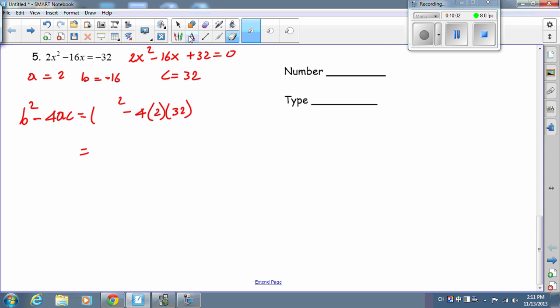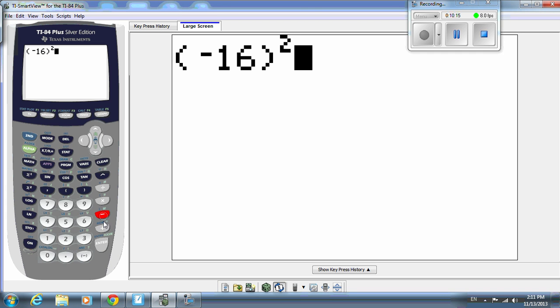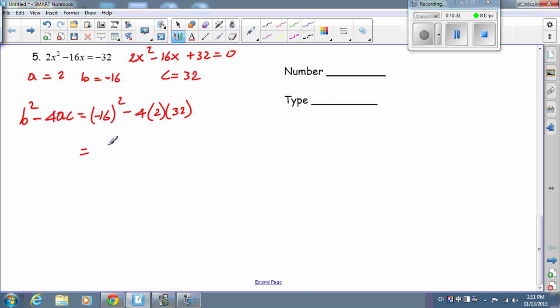I was correct the first time. It's negative 16 squared because that's b squared. So on a calculator, I will open a parenthesis, put negative 16, and I will square it, and I will say it's minus 4 times a here is 2, and c here is 32. And I press enter. Well, I get 0 on this one. Make sure you use your calculator. So since I get 0, I can say that I have 1, and that single one is real.